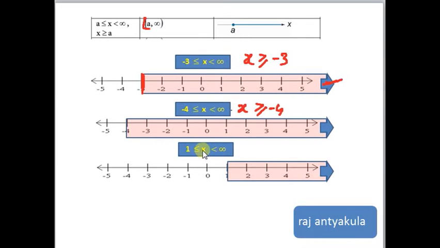Now, 1 less than or equal to x less than infinity. It means the lower limit of the value of x is fixed, which is 1. It can take any value greater than 1. This can also be written as x greater than or equal to 1. Here 1 is included.